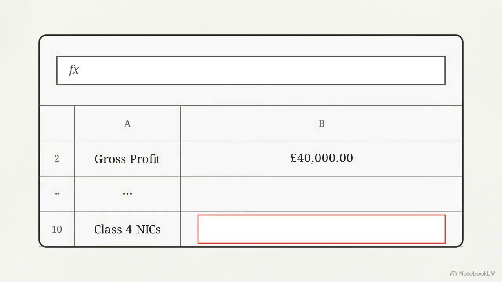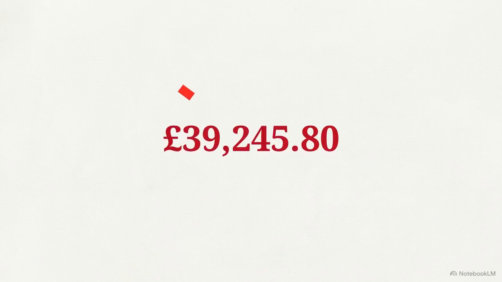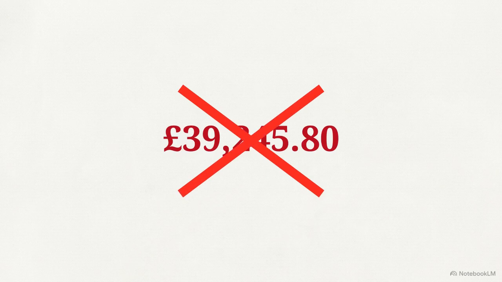To calculate this, go to cell B10 and carefully type equals, open parentheses, B2 minus 12,570, close parentheses, multiplied by 0.06. Those parentheses are absolutely essential. Without them, your spreadsheet will follow the standard order of operations, multiplying the allowance by 6% first, and then subtracting that tiny amount from your gross profit, which will completely ruin your calculation.